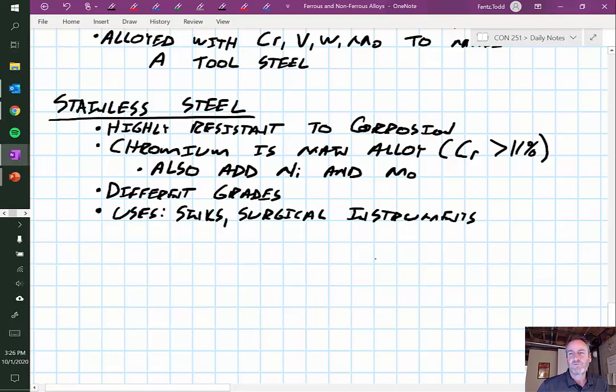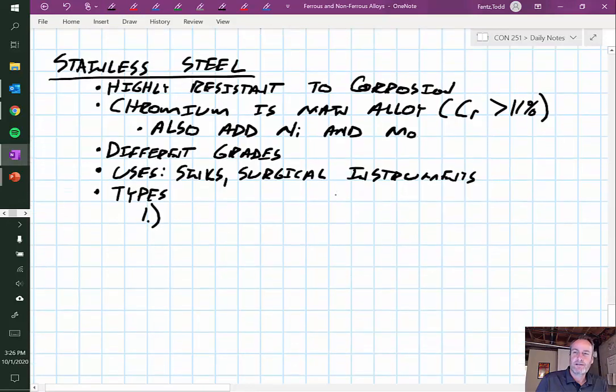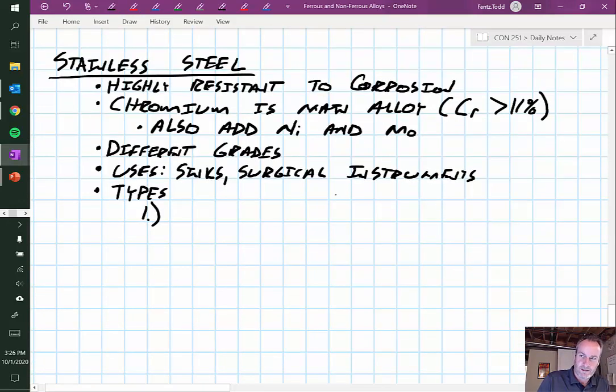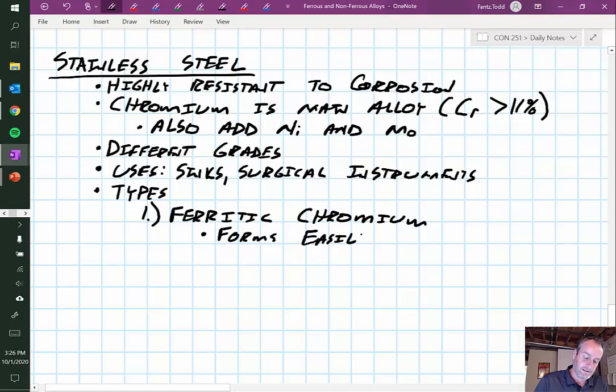There are 4 different types of stainless steel that you should be familiar with. The first type is ferritic chromium. Now, the thing about the ferritic chromium is it does form very easily, meaning I can mold it into whatever shape I need. But as some of these other materials, the same idea that it is also weak. So easy to move, but weak.